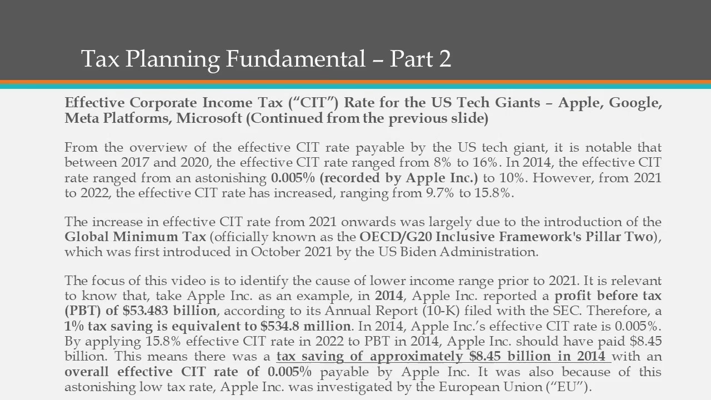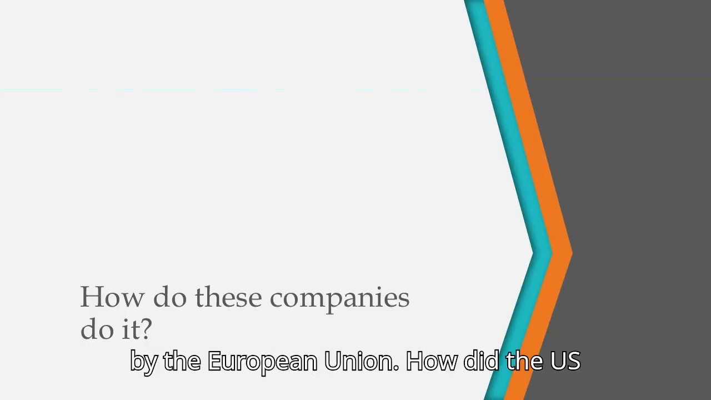In 2014, Apple's effective corporate income tax rate was 0.005%. By applying the 15.8% effective corporate income tax rate in 2022 to the profit before tax in 2014, Apple should have paid $8.45 billion. This means there was a tax saving of approximately $8.45 billion in 2014 with an overall effective corporate income tax rate of 0.005% payable by Apple. It was also because of this astonishingly low tax rate that Apple was under investigation by the European Union.